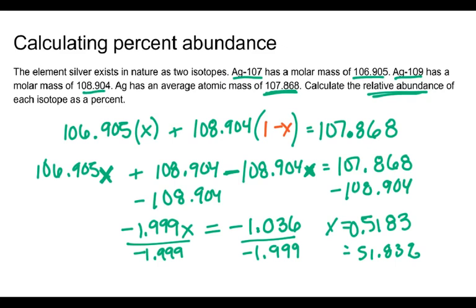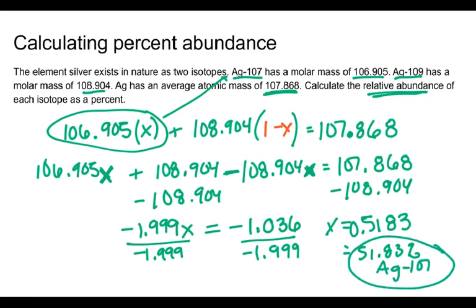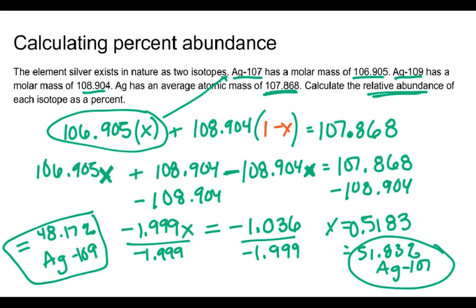And what did I assign x to? I assigned x to this number here, which was the silver 107. So because percents are out of 100, if that's silver 107, then that means silver 109 equals 48.17%. Again, I got that by taking 100 and subtracting my 51.83. So that's how you find percent abundance. So it's going to ask you both ways. It's going to ask you this way to find the average atomic mass, and then it's going to ask you this way to find the relative abundance.